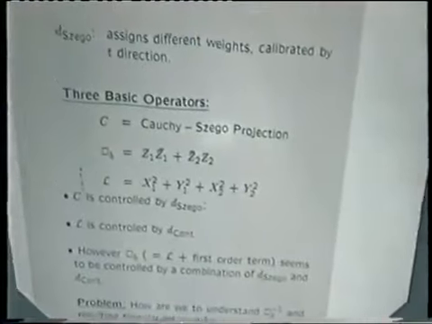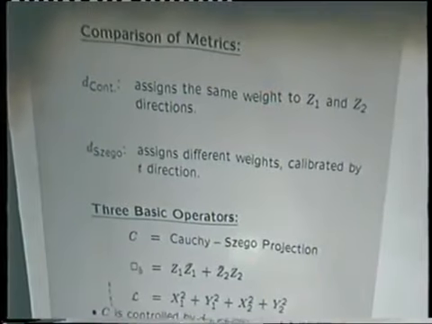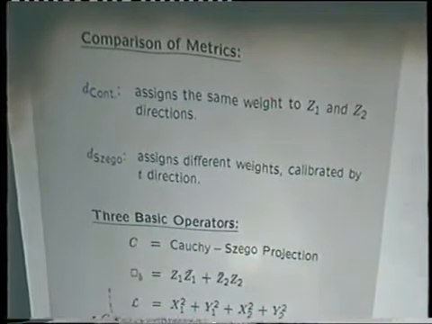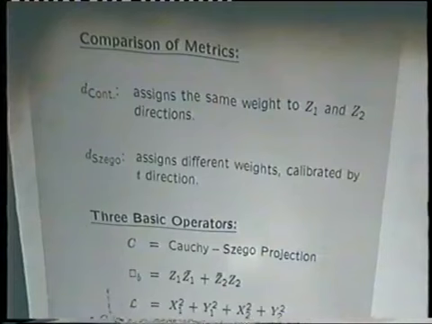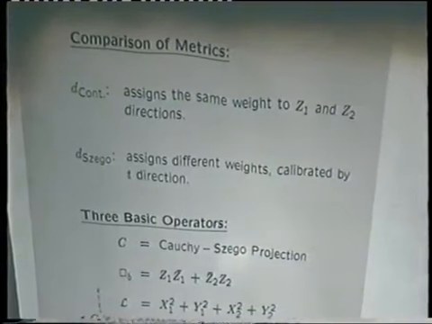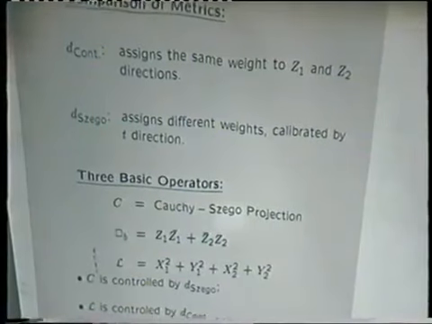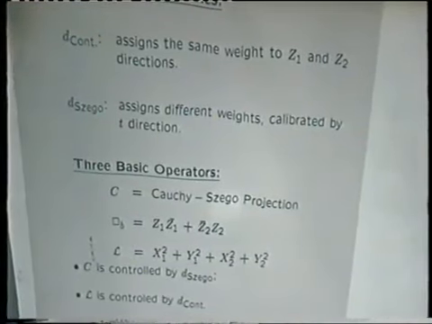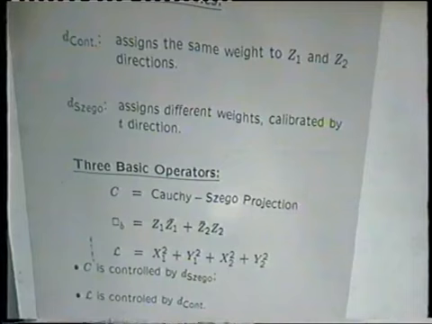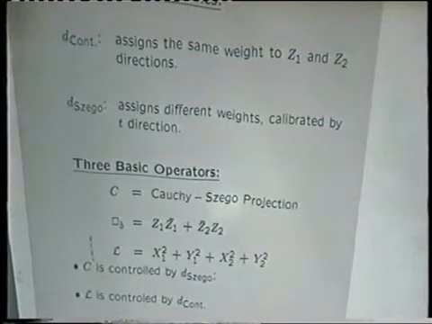The control metric assigns the same weights to the two complex tangential directions, Z1 and Z2. And then from that, it assigns a certain T direction, which is the missing direction in terms of the number of commutators you need. However, the Szego metric starts by calibrating everything in terms of the normal direction and then calibrates what the Z1 and Z2 direction should be.